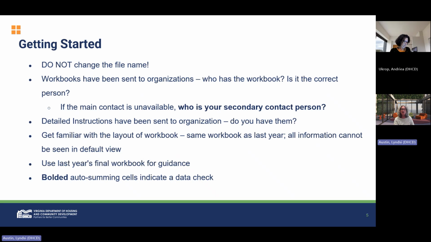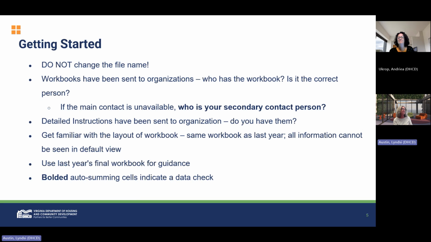A few things that we want to talk about. The HOPWA CAPER report. One, you're going to get a file that is your workbook. Do not change the name of the file. Workbooks will be sent to the organizations. You may have that right now. If you are not the main contact that should have this workbook, please let us know who is. Detailed instructions will be sent to you. If you do not have them, somebody else at your organization may already have them.